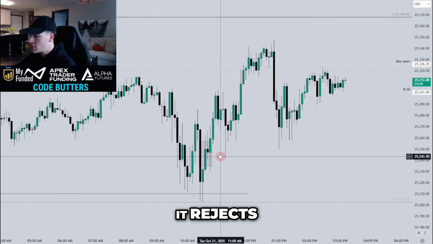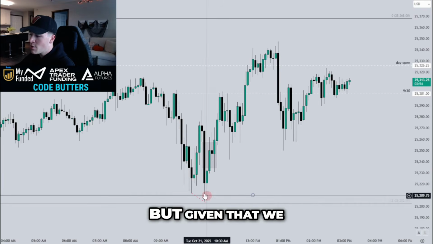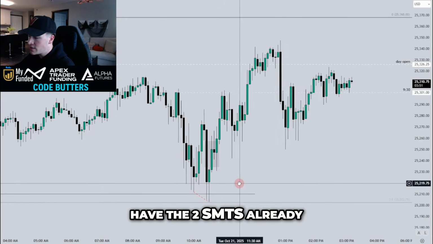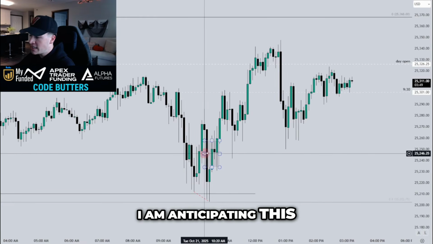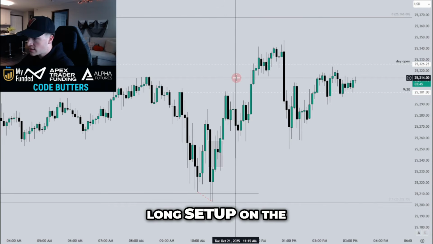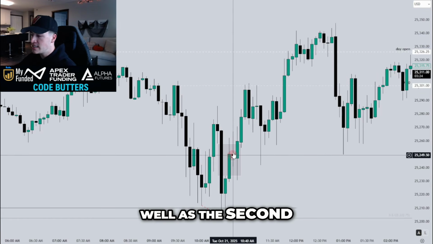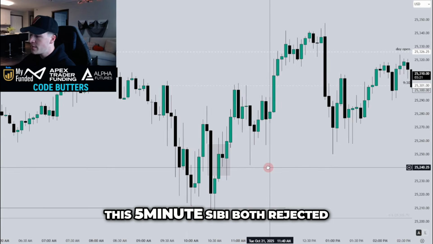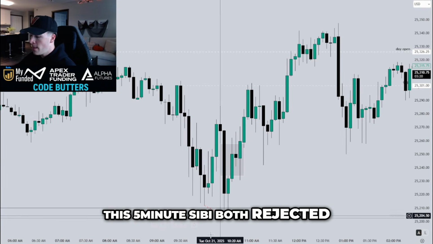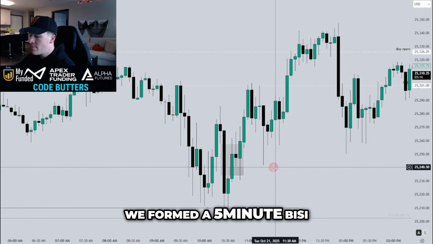I don't care if it rejects. If it does, I'd be watching for another internal SMT. But given that we have the 2 SMTs already, I am anticipating this to invalidate to then get onside with some sort of long setup on the lower time frame. As you can see here, the first candle as well as the second candle that traded into this 5-minute SIBI both rejected. But while we were trading within that 5-minute SIBI, we formed a 5-minute BISI.